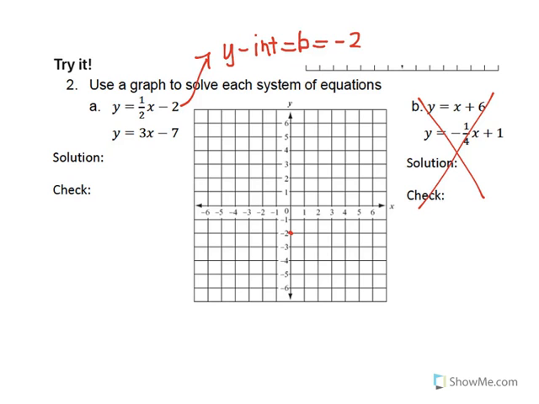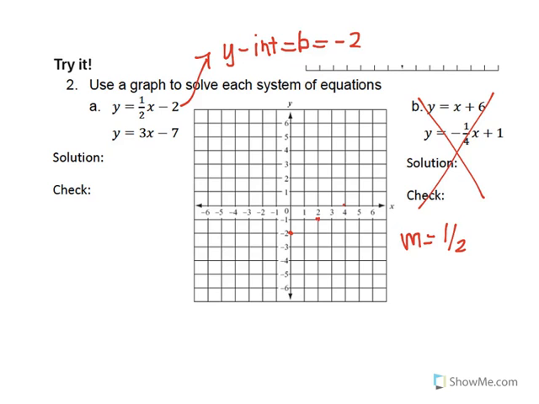For this first equation, y equals 1/2 x minus 2, the slope here is 1/2. So my slope, m, is equal to 1/2. So that means I'm going to run 2, go up 1. Run 2, go up 1. You see me plotting these points.